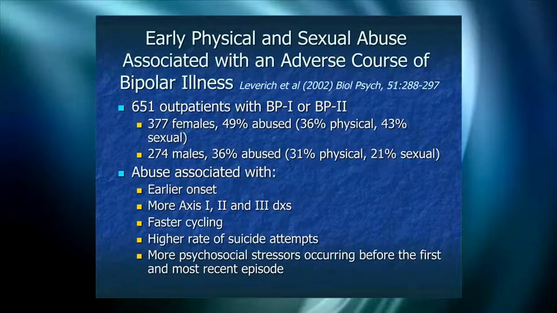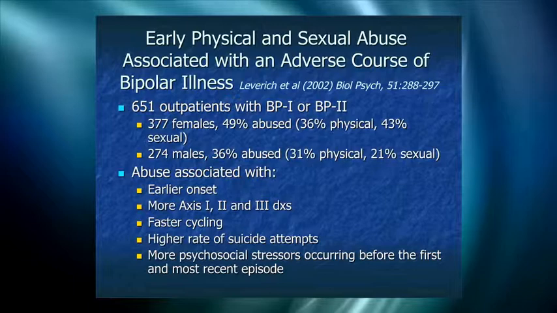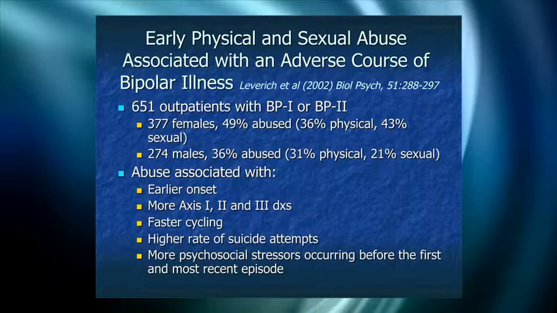Abuse was associated with, as you heard in that earlier review, earlier onset, more Axis 1, 2, and 3 diagnoses, faster cycling, higher rates of suicide attempts, more psychosocial stressors occurring before the first and the most recent episode. Okay. Not good to be abused. This isn't a news flash, but it really also relates to mood disorders and bipolar disorder in particular.